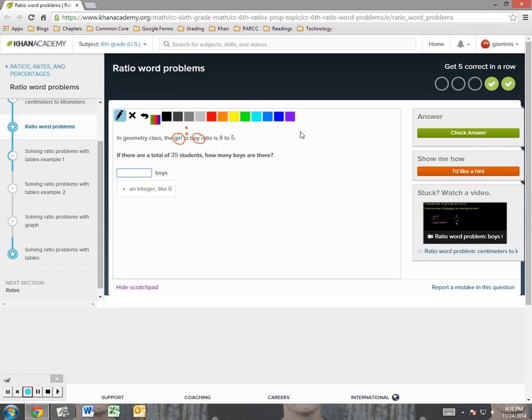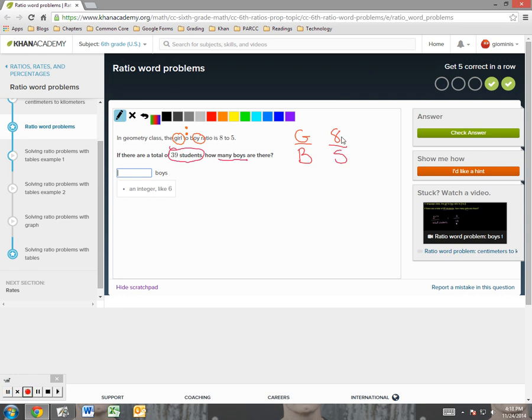Now, the original ratio is girls 8, boys 5. Now it says, if there are a total of 39 students, how many of them are boys? Well, I don't have the total here. What could I do to get the total?